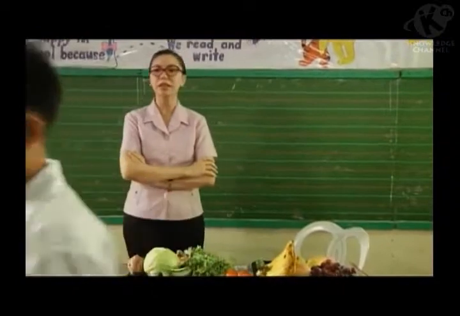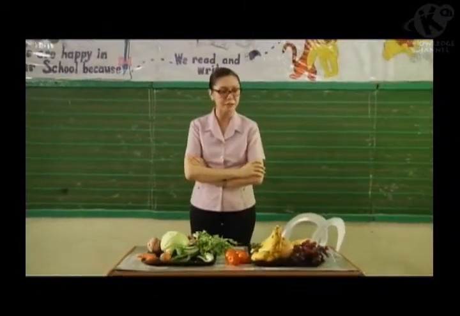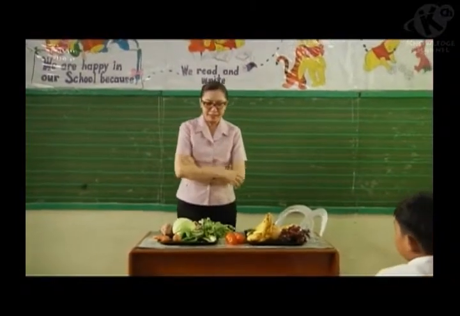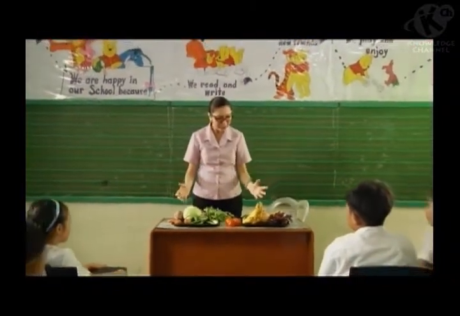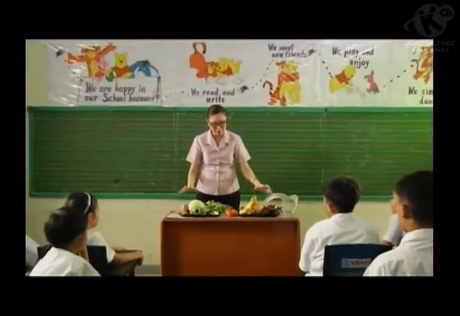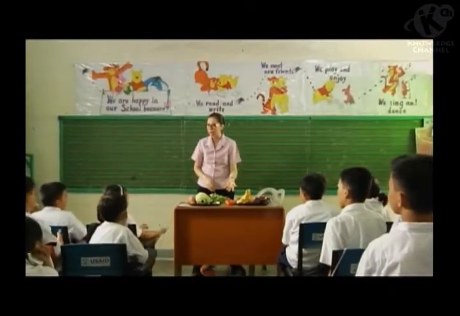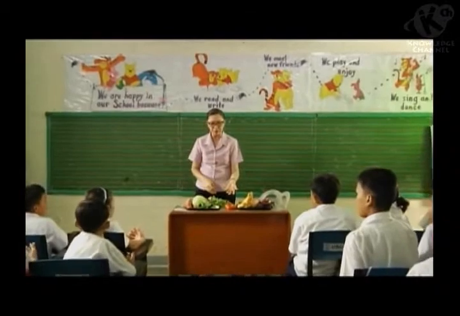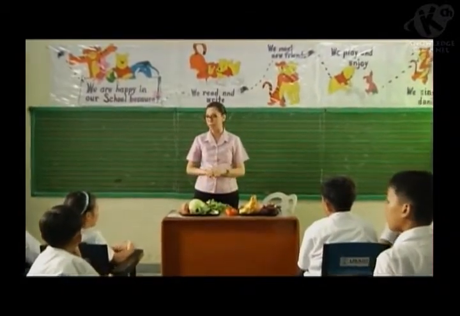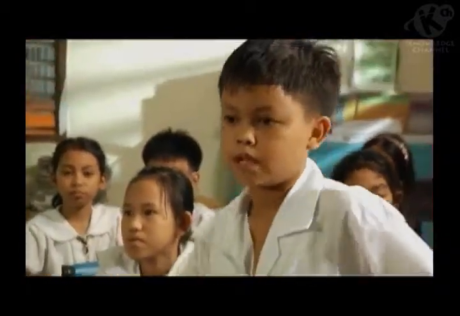Your seat, Angelo. You did a very interesting job in sorting out the fruits and vegetables. Okay, these are all fruits and these are all vegetables, but why did you put the tomatoes in the middle? How would you classify the tomato? Is it a fruit or a vegetable? Ma'am, I am not sure.